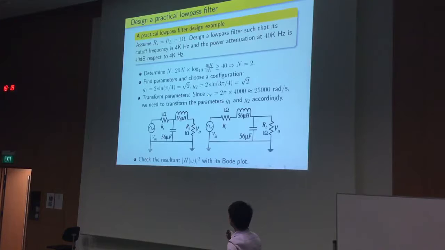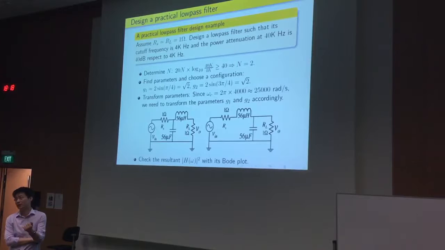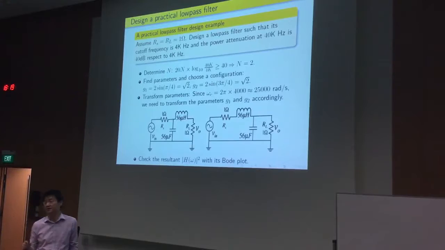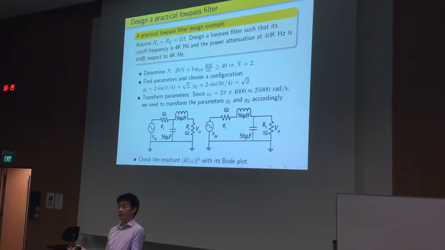You can choose a larger value for N. That's good because you can have better performance, but remember that you're going to have higher cost in terms of the number of components and maintenance cost, right? But you cannot choose a value like 2.5 or 2.3, because this N is the number of L's and C's in the low pass filter. You cannot choose 2.3 inductors and capacitors, right? It must be a positive integer.